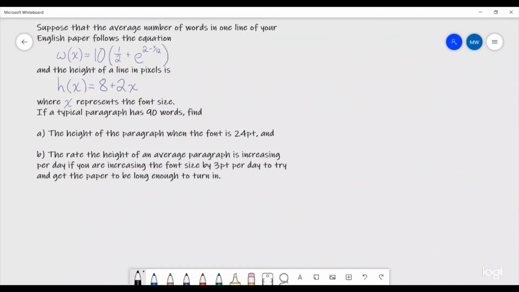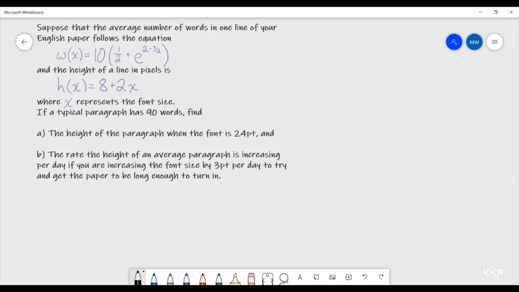Alright, let's do some word problems. So let's suppose that you were writing an English paper and got really bored, because we all know that we much prefer doing math homework to writing English papers. And let's say that you were deciding to practice your math while you were delaying working on your English paper, and you decided to figure out how many words fit on an average line.